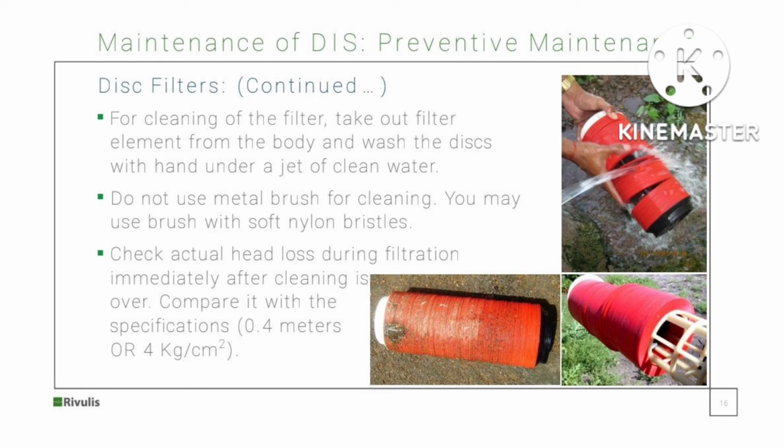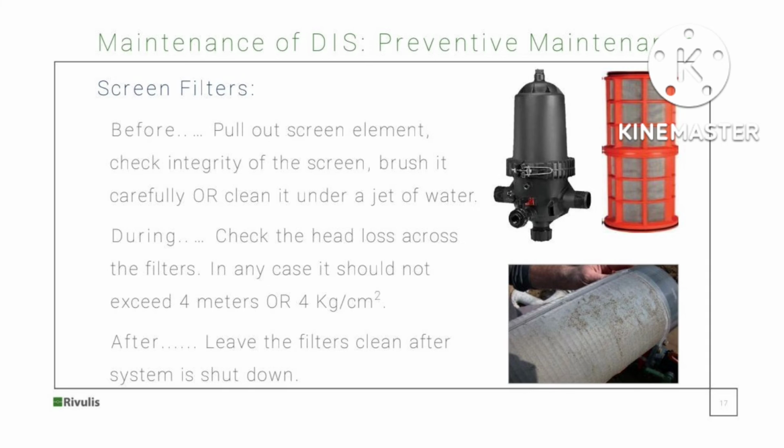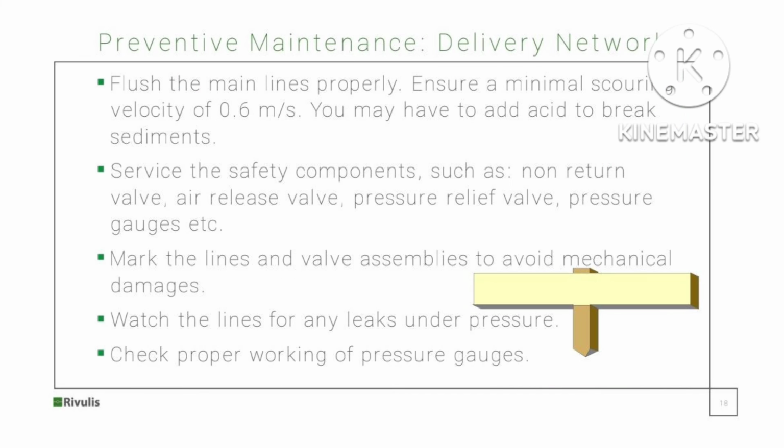For cleaning of the filter, take the filter element out of the body and wash the disc by hand under a jet of clean water. It is important. And for the screen filter, before pulling out the screen element, check the integrity of the screen, then brush it carefully or clean it under a jet of water. This is the maintenance of the screen filter.